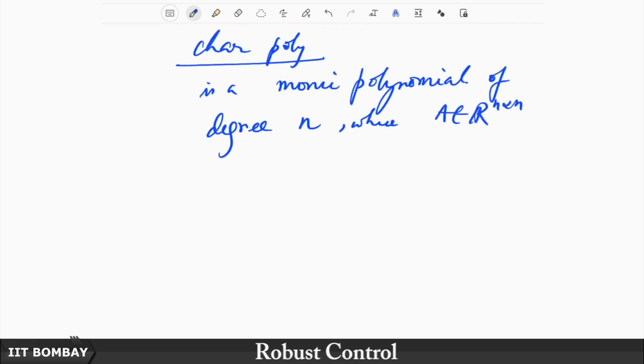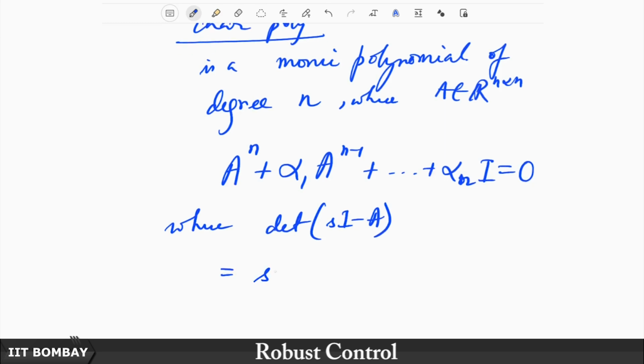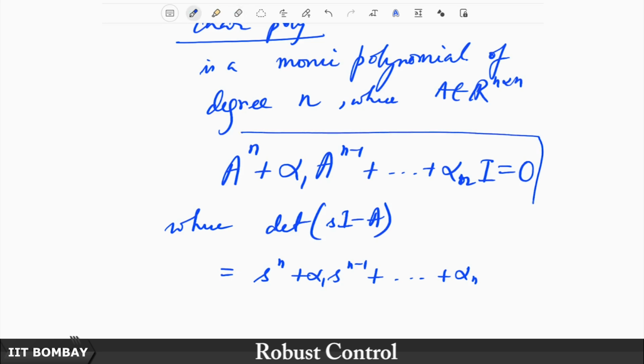Now, the point is that because of this Cayley-Hamilton theorem, what we can say is that A to the n plus alpha 1 A to the n minus 1 plus dot dot dot till alpha n I is equal to 0, where determinant of sI minus A is equal to s to the power n plus alpha 1 s to the n minus 1 plus dot dot dot till plus alpha n. So, if this is the characteristic polynomial, then the characteristic equation is satisfied by the matrix itself. Okay.